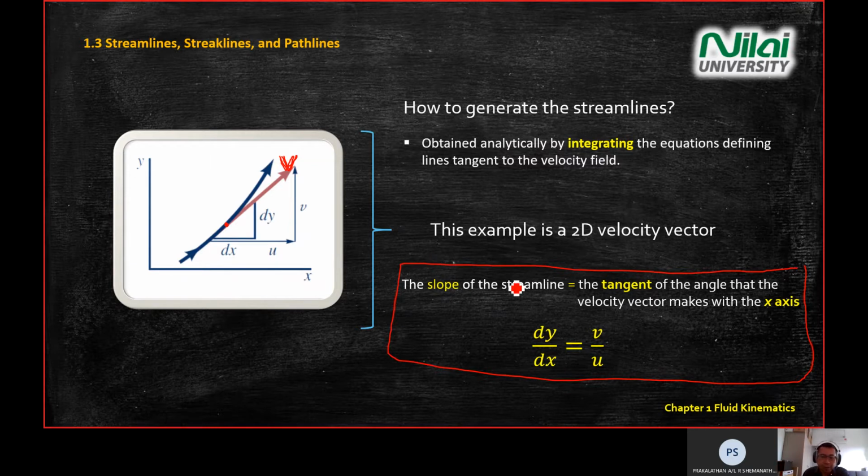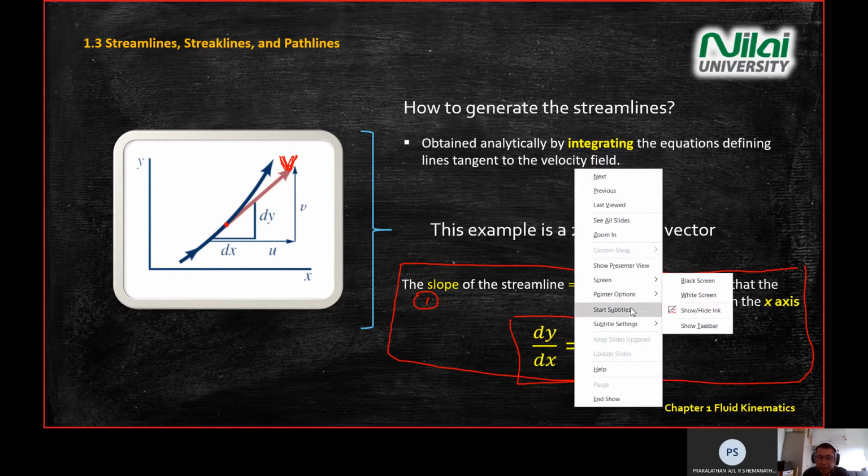So the slope of the streamline equals dy dx. This is the mathematical form if you want to find the gradient. However, if you put it into the vector diagram, you put the y direction vector divided by the x direction vector, which is v divided by u. This is the first step when you want to solve a streamline problem. You always write this equation: dy over dx equals v divided by u.